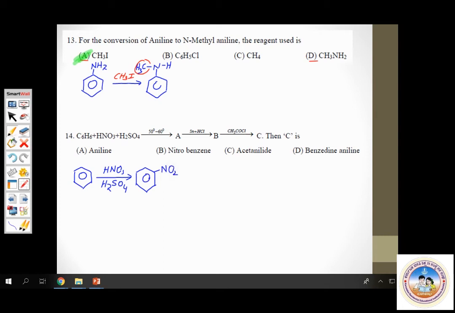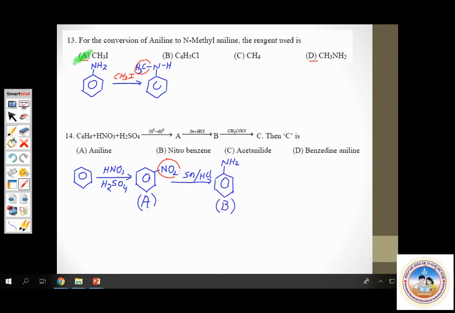This nitrobenzene is your compound A. It is then treated with tin in HCl. It's a reducing agent, remember. So the nitro group now gets reduced to what? NH2 group. So you get a primary amine. This is aniline, NH2. This is your compound B.